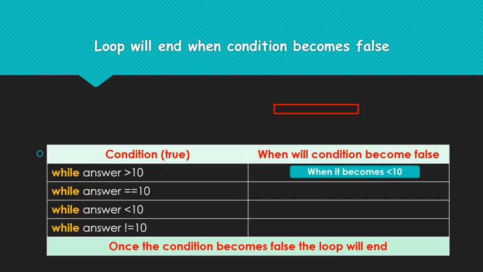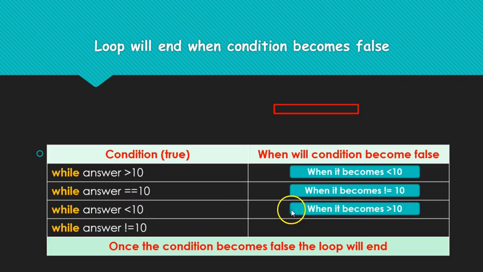So here are some other statements that are true. I've got columns showing when the condition will become false. So while answer is greater than 10, it will continue the loop. When will the condition become false? When it becomes less than 10. While answer is equal to 10, it will become false when it's not equal to 10. So it's the opposite of whatever the statement is. While answer is less than 10, it's going to have to be greater than 10 for it to become false, and that will exit the loop. Same here: while answer is not equal to 10, it becomes false when it is equal to 10.